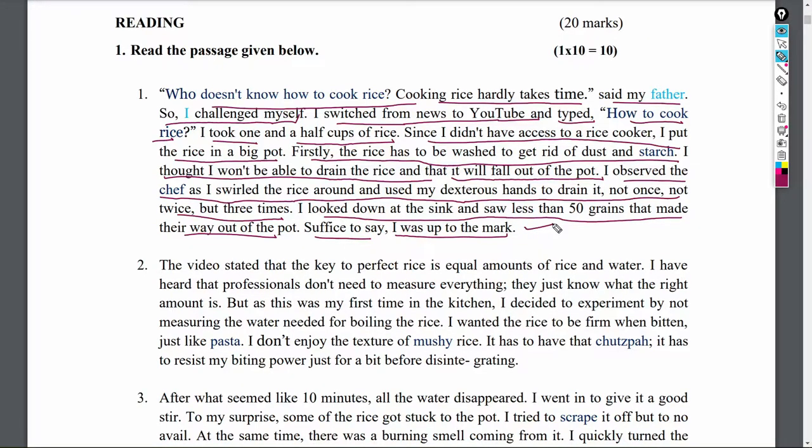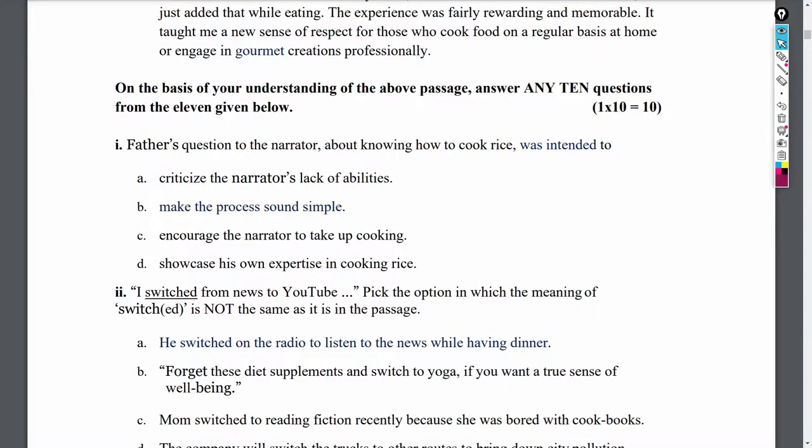So, my dear children, let us see this particular question. In the questions, on the basis of your understanding of the above passage, answer any 10 questions from the 11 given below. That means here, 11 questions will be there and you will have to answer only any 10. This any 10 is given in block letters for your convenience, because many a time we exceed the number of questions to be answered.